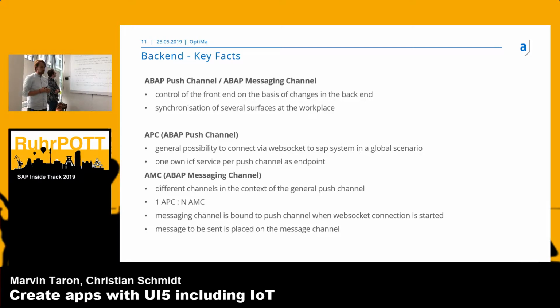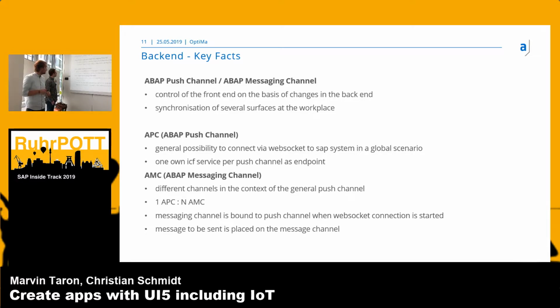Another key feature and requirement we have to implement in the backend is a push functionality. Therefore, we use ABAP push channel and ABAP messaging channel. We use it to control the front end on the basis of changes in the backend. So when an order is changed in the backend, we have to inform the worker on the workplace directly, so they know what has to change. And we have to synchronize the several surfaces at the workplace, because when one worker makes a change on one production step, the other workers have to know what happened.